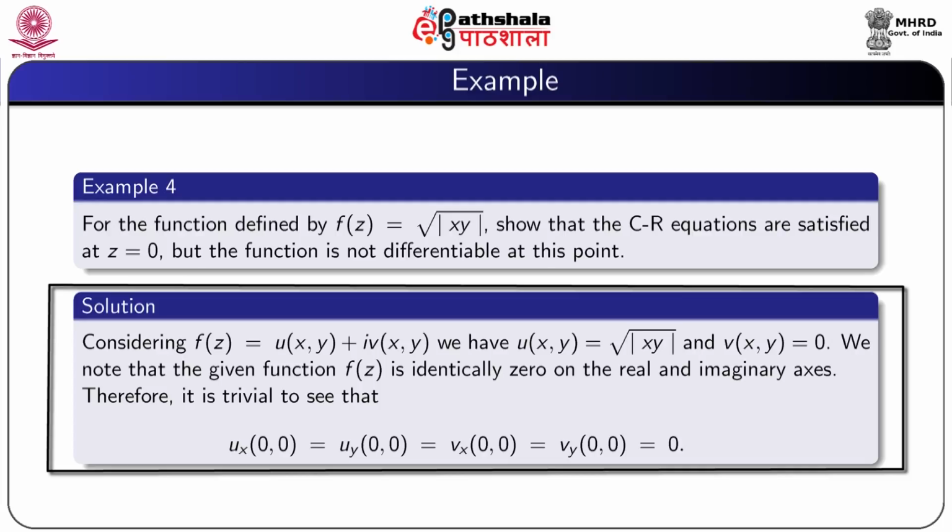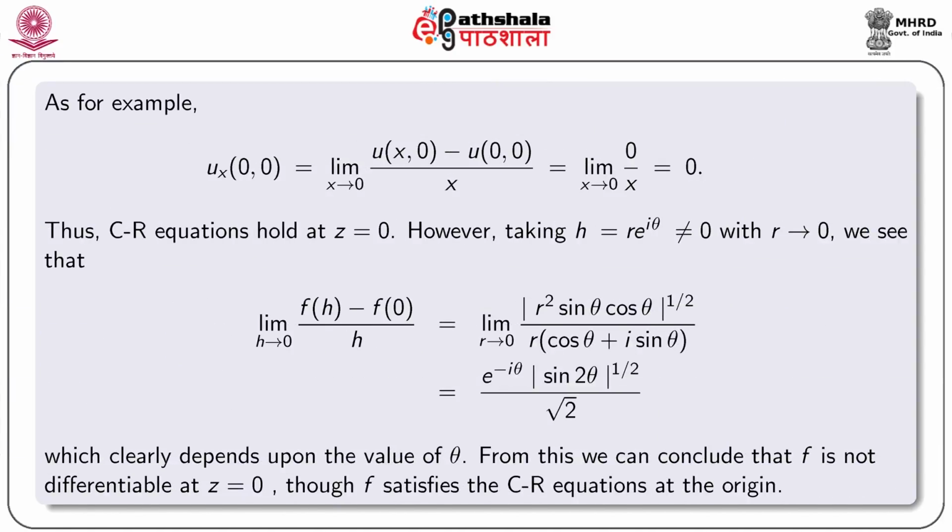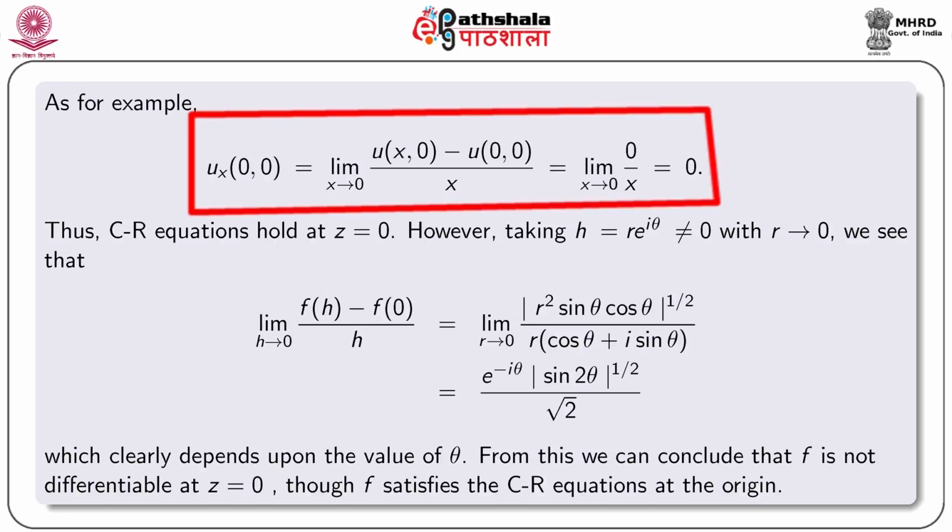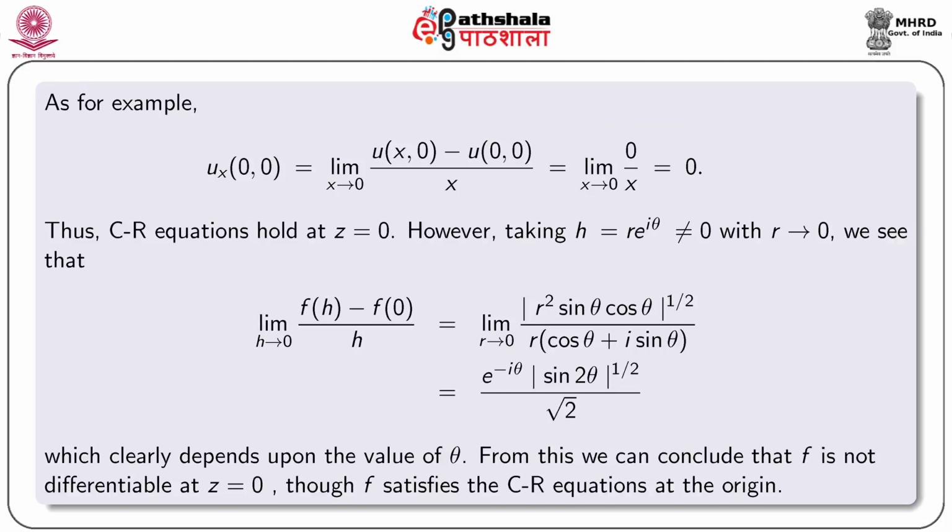Therefore, it is trivial to see that u_x(0,0) = u_y(0,0) = v_x(0,0) = v_y(0,0). As for example, u_x(0,0) is equal to the limit as x tends to 0 of (u(x,0) − u(0,0))/x, that is equal to the limit of 0/x, that is equal to 0. Thus, Cauchy-Riemann equations hold at z = 0.